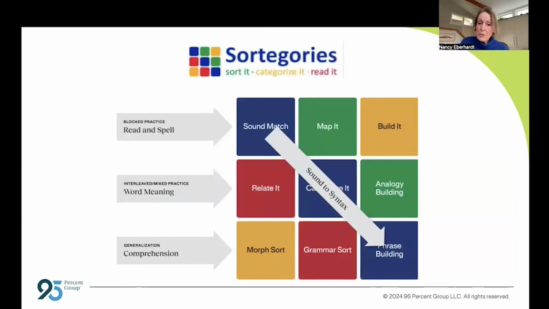And by doing these 3 rows of activities, we are doing 2 important things. One, we are practicing the components of our language that we have to learn in order to read: block practice in row 1, interleave practice in row 2, and generalization in row 3. But importantly, we are also practicing from sound to syntax in every module, so that we're moving well beyond phonics and embracing the breadth of what the science of reading is informing us that we need to do to create skilled readers.